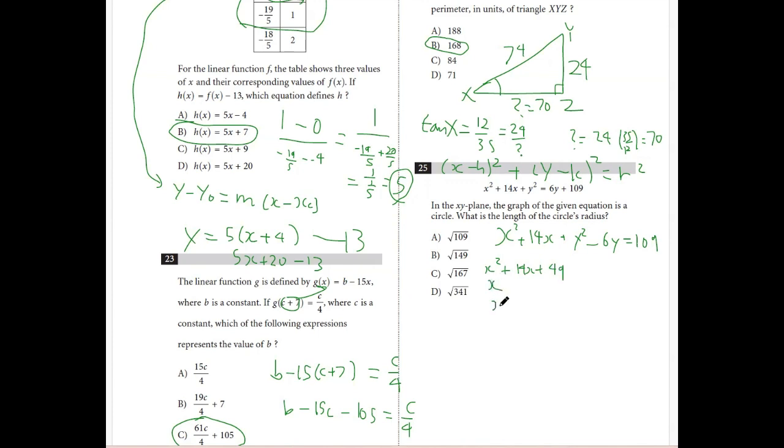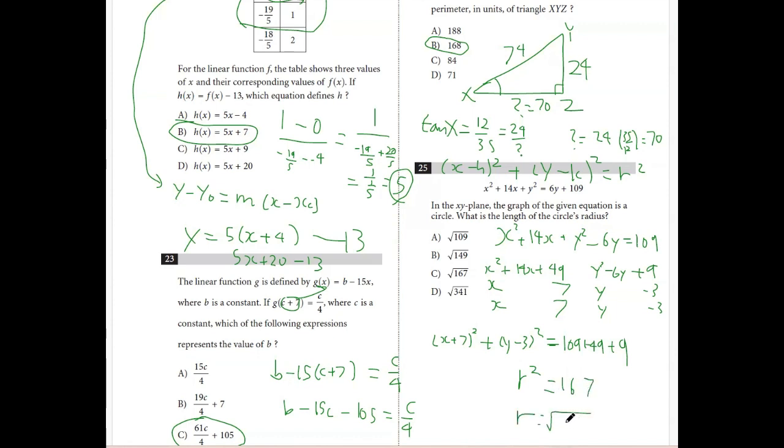I can factor this out as 7, right? Now for this one, y squared minus 6y, I can factor this out as minus 3, right? So we can actually write something like this immediately. However, since we added the 49 and the 9 to the left side, don't forget to add it to the right side, okay? So what is 109 plus 49 plus 9? That's 167. r squared is 167. Radius is square root of 167. So obviously C is going to be my answer.